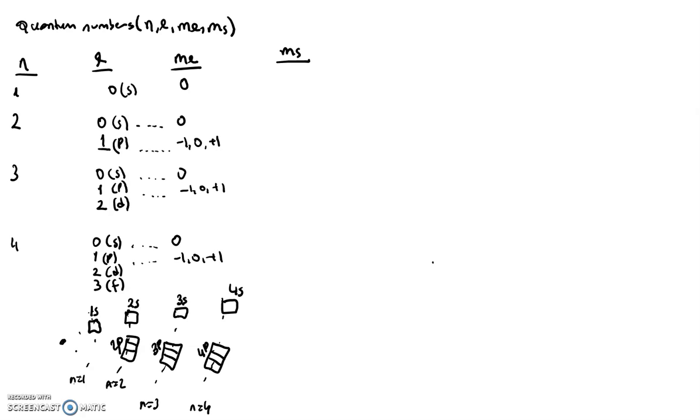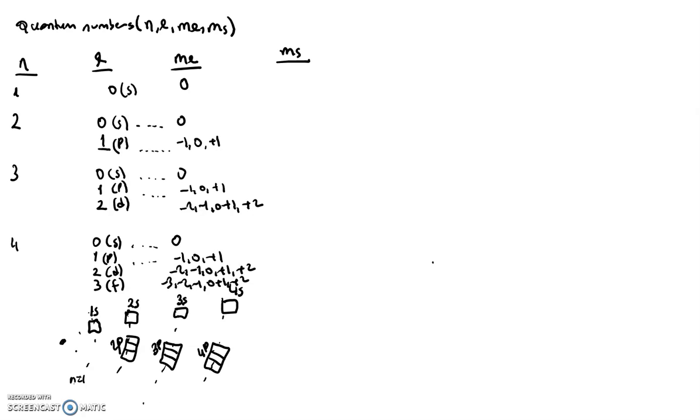Alright, so where is the d orbital? Well, ML for d is going to be -2, -1, 0, +1, and +2. You can see the previous video for how we get these numbers. For F, ML is going to be -3, -2, -1, 0, +1, +2, and +3. Okay, so here I'm going to erase these numbers right here for now, okay?